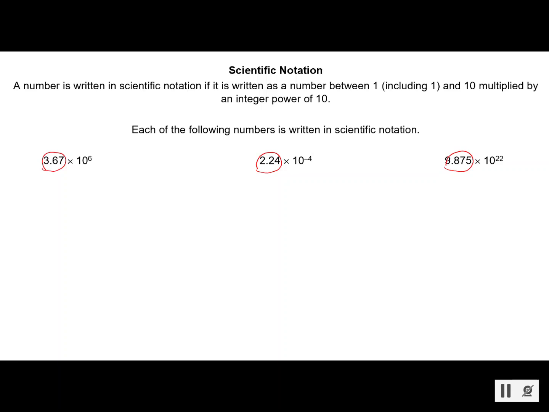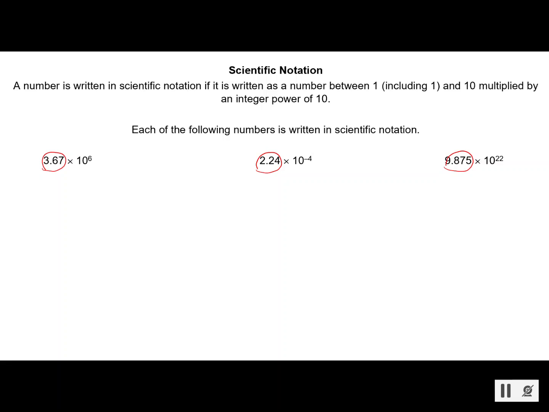3.67 is a number between 1 and 10. 2.24 is a number between 1 and 10. 9.875 is a number between 1 and 10. So if a number is written in scientific notation, the first part of that number will always be a number between 1 and 10. The second thing that must happen if a number is written in scientific notation correctly is the second part of that number will always be multiplied by 10 to some integer power. Now, what are integers? Integers are negative numbers, 0, and positive numbers, right?